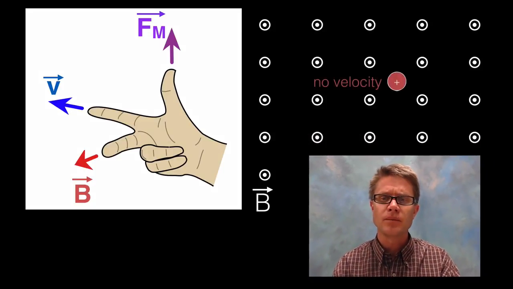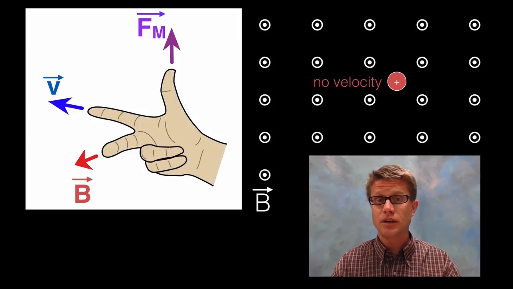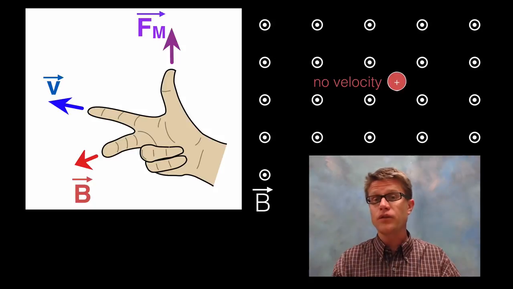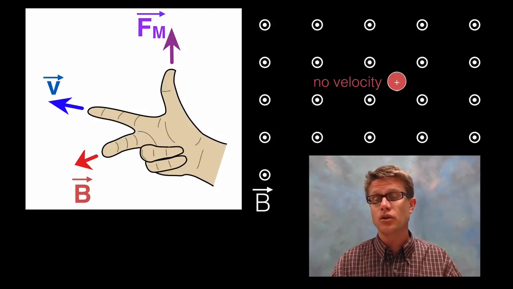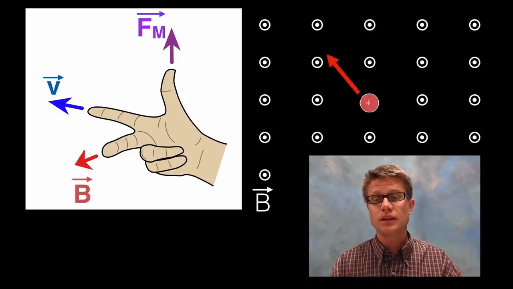Let's say we have a charged particle that has no velocity and it's in this magnetic field. How big is our force going to be? Well, we're not going to have a force. Again, if it's not moving, there's no force. And so let me give you a harder problem. Let's say we have a magnetic field like this, and we have a positive particle that's moving up and to the left.